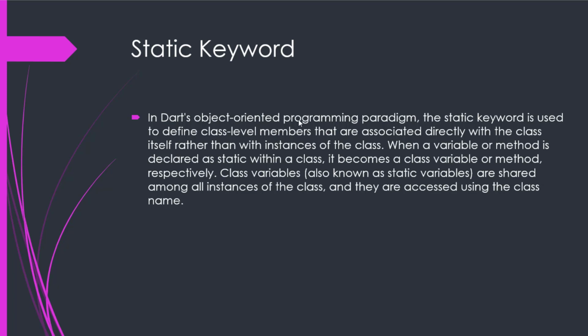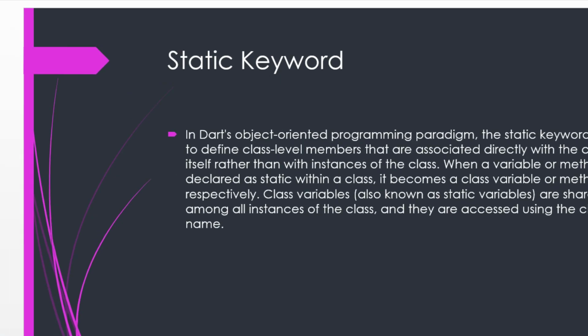In Dart's object-oriented programming paradigm, the static keyword is used to define class level members that are associated directly with the class itself rather than with instances of the class. When a variable or method is declared as static within a class, it becomes a class variable or method, respectively. Class variables, also known as static variables, are shared among all instances of the class, and they are accessed using the class name. Let me open VS Code and show you practically what is static keyword.